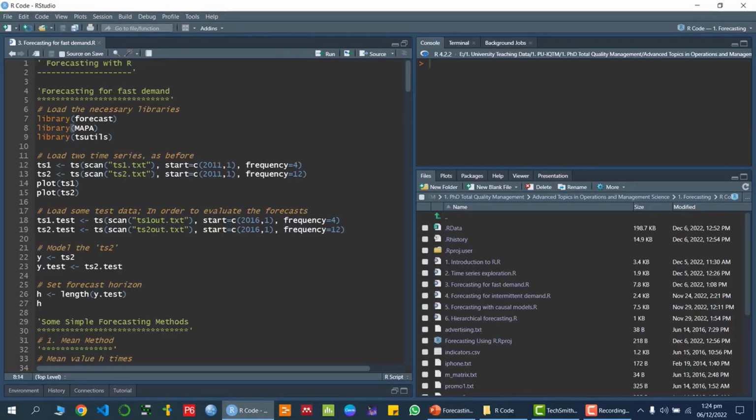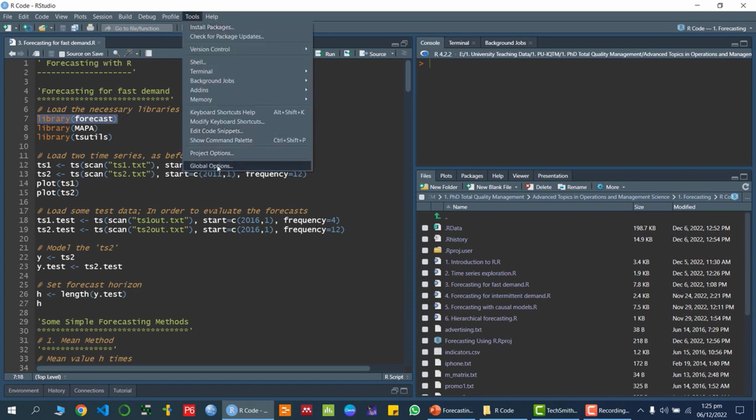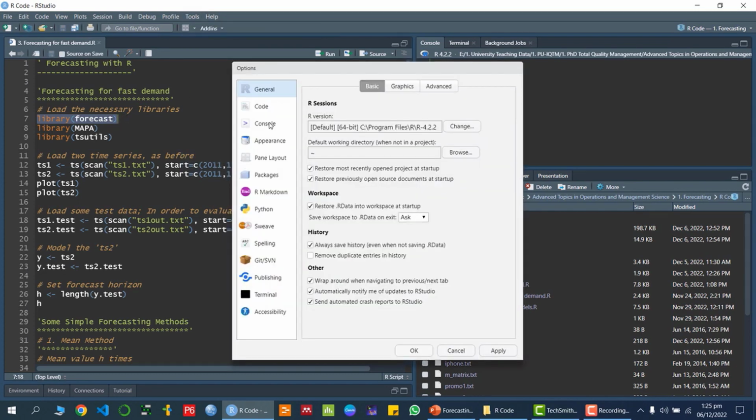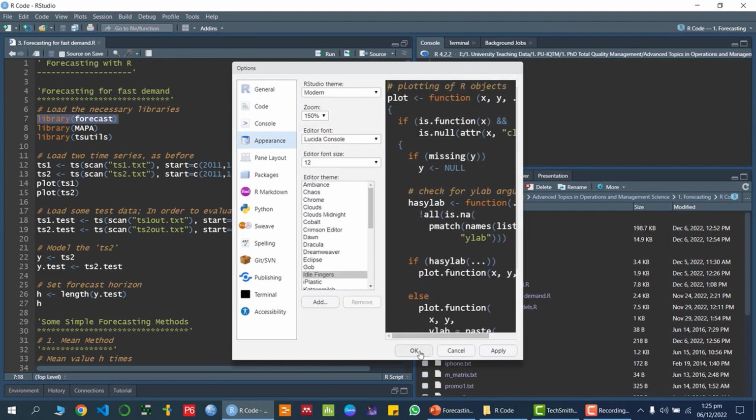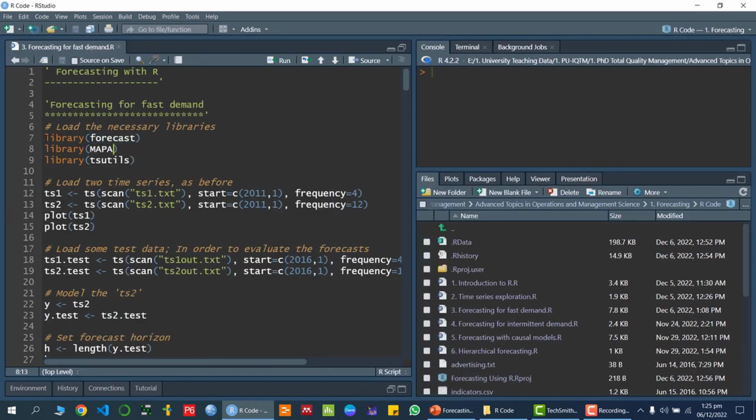For that, first of all I need an R package called the forecast package. Let me increase the size of the code. First of all, I'm going to call the library forecast, as well as another package I need, tsutils. These two libraries we first need to install and then call.